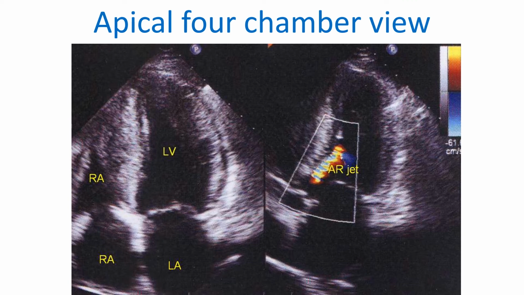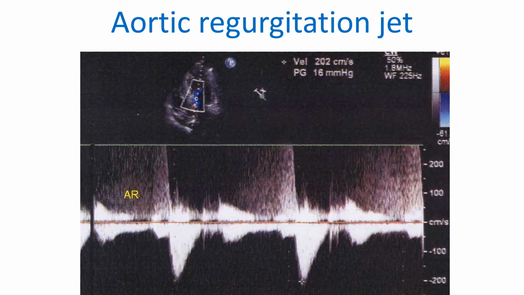AR jet is a mosaic multicolored jet due to aliasing as seen in all high-velocity jets. The gross hypertrophy of the interventricular septum is also seen. Continuous wave Doppler interrogation of aortic flow from apical five-chamber view showing aortic forward flow, dense downward signal, and regurgitant flow towards the transducer. The regurgitant signal is faint as the regurgitation is not severe.